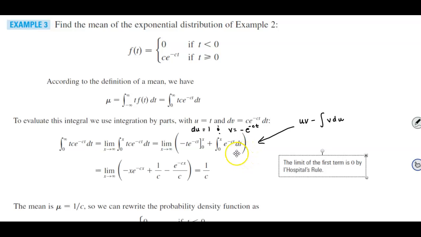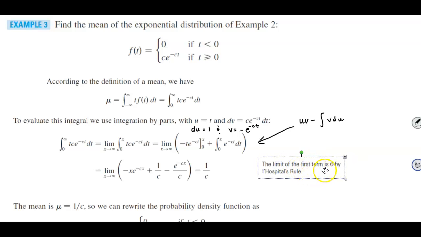So the next thing we want to do is plug in the value of x. We get negative x e to the negative cx, and then the limit of the first term is 0 by L'Hopital's rule, so it's going to be plus 1 over c minus e to the negative cx over c. And as x approaches infinity, this is going to become 0, this is going to become 0, so the limit is going to equal 1 over c.